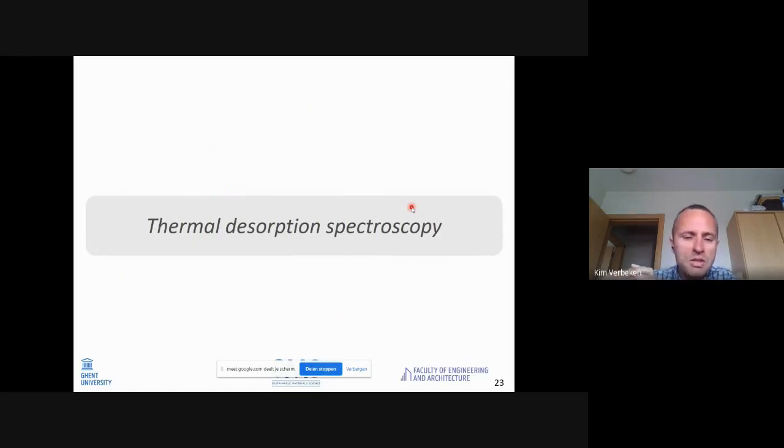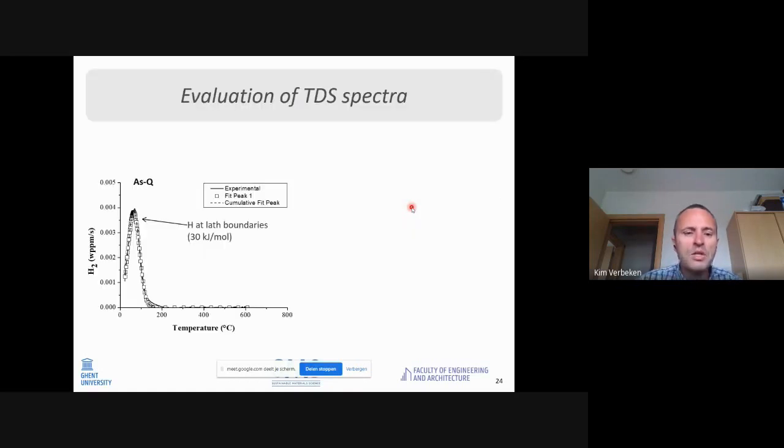Now, a few minutes ago, I showed you the effect of carbides, and I referred to thermal desorption spectroscopy data. So here we actually tested those materials with thermal desorption spectroscopy. So we have these materials. So this is the quenched iron carbon titanium alloy. And then we are saturating our material. So we charge it electrochemically with hydrogen in order to be sure that it's saturated. And we do the TDS.